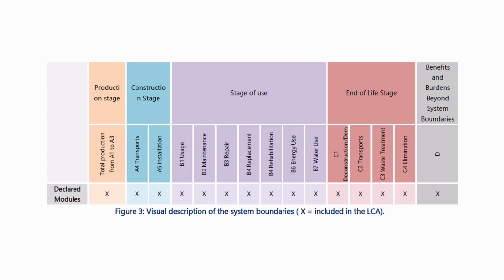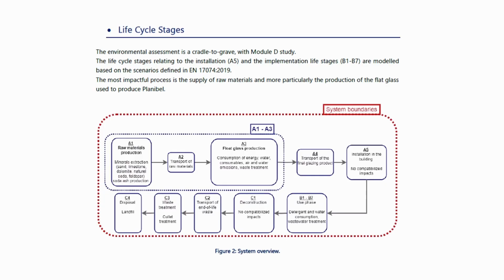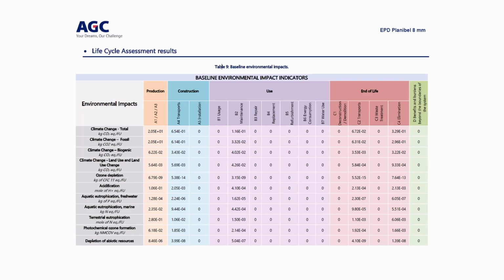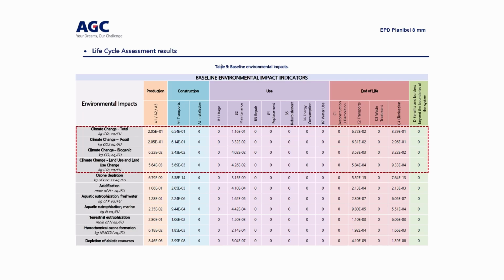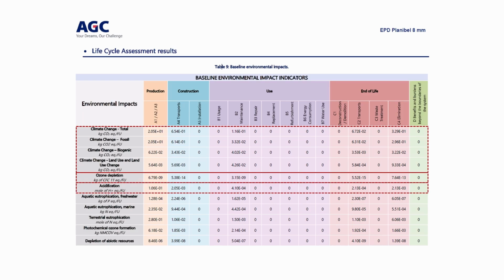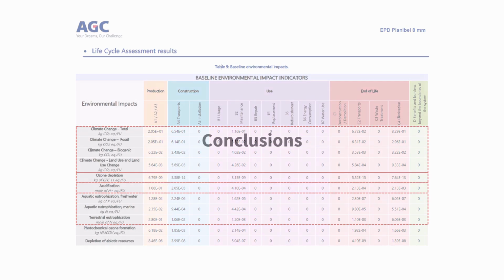In the glass EPDs, certain phases related to Module B are typically omitted. The system boundaries of the LCA, so if it's cradle to grave, or cradle to cradle. And then the environmental indicators that we want to consider. The global warming potential, the acidification potential, the ozone depletion, the eutrophication potential, and so forth.